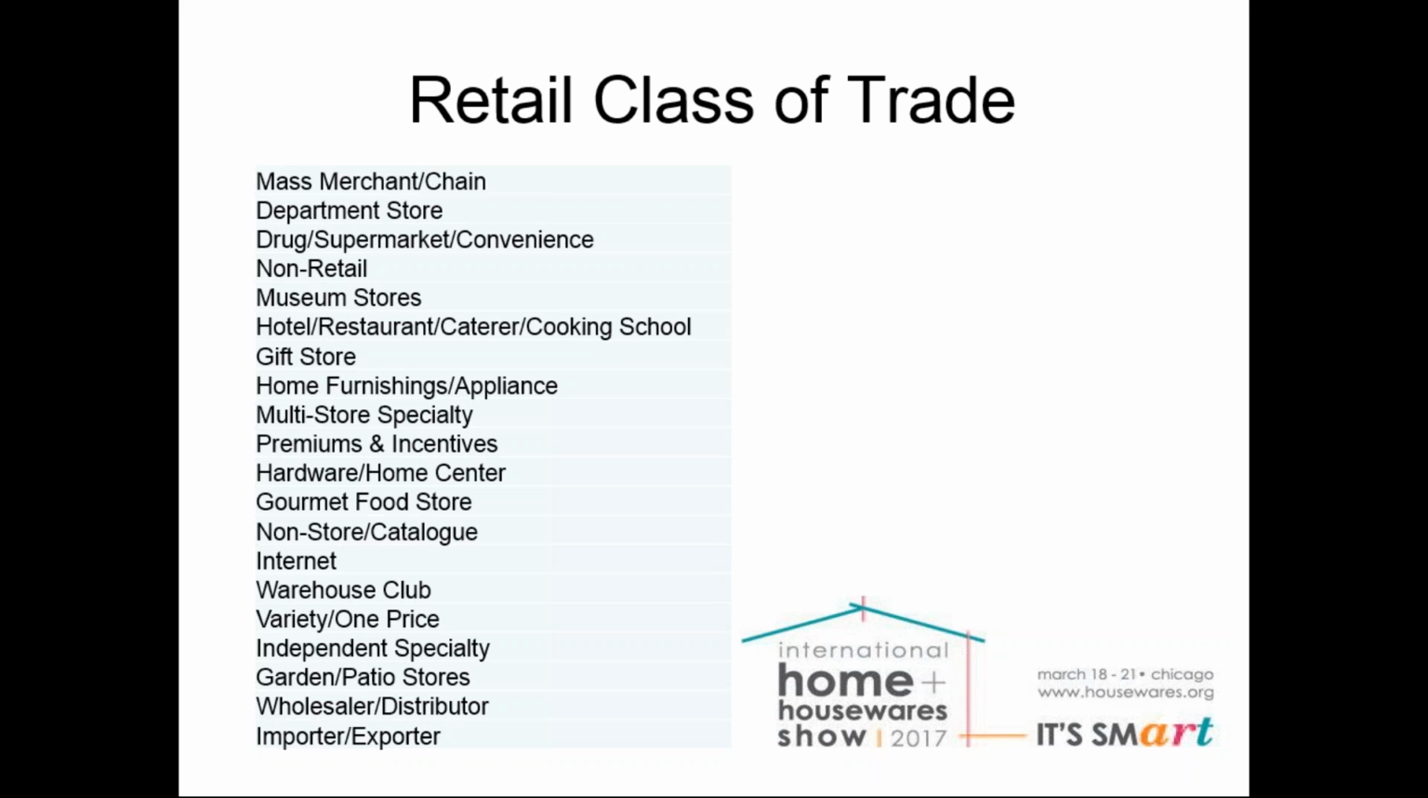You get down into some of the other ones. One price would be the dollar stores. So again, explore this. Spend some time with the list, looking at it, making sure that you know who all your targets might be. This would be a great opportunity to open up some new areas if you wish.